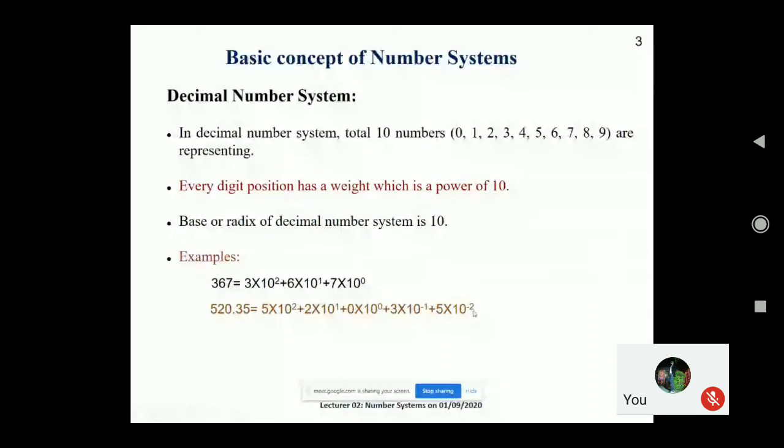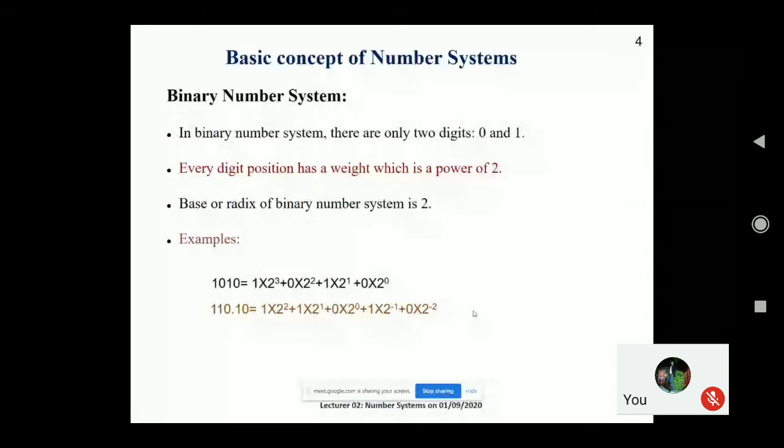So the next one is the binary number system. You already know the binary number system uses only 2 digits. Remember, this is not exactly a digit, it is a binary number, 0 and 1. Again, same thing: every digit position has a weight. Instead of 10 as in decimal, here we are using weight 2, because we are using only 2 numbers, 0 and 1. So the cardinality is 2, and the base is 2.